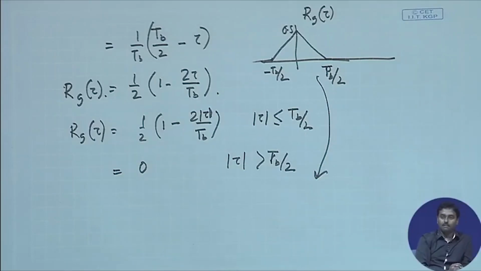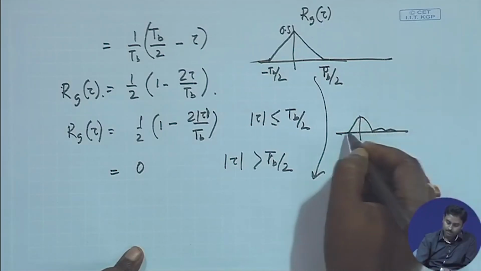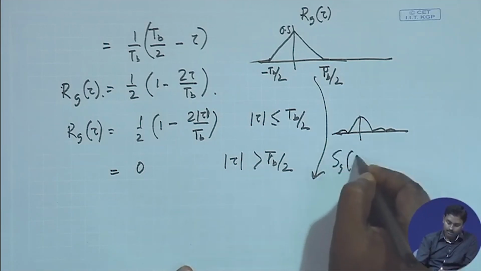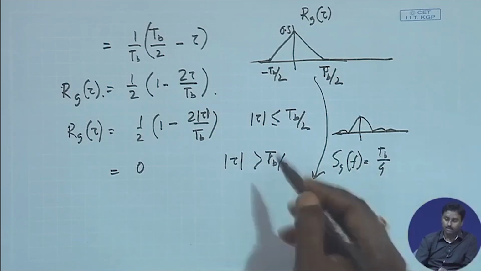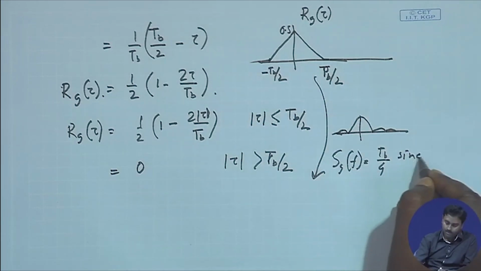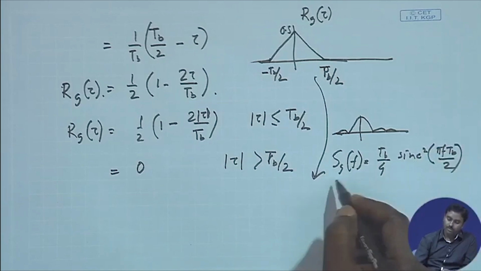It is very easy. Because it is a triangular one, it becomes sinc square. Okay. So it happens to be this, where SGF is actually Tb by 4, you can just evaluate that. So you take this and do a Fourier transform, and we will see that it becomes sinc square of pi f Tb divided by 2, and that is the pattern.